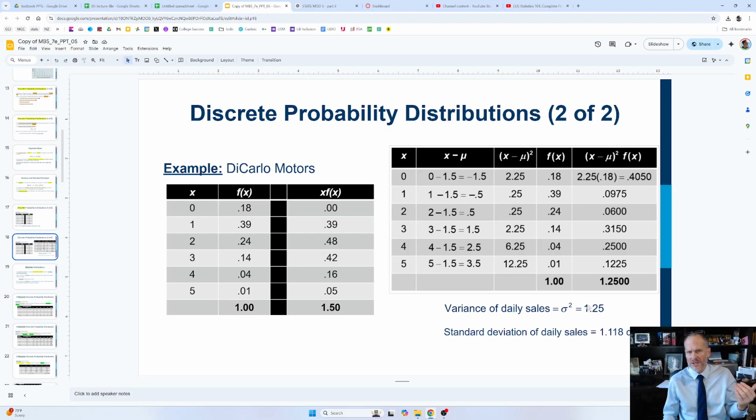Variance is a measure of dispersion, but it's at a scaled level. When we take the square root, it brings it back down to the scale of our data, and the scale of our data is 0 through 5. The standard deviation, the amount we could expect sales to deviate, would be 1.18 cars a day. So our expected value, our mean, is that we're going to sell 1.5 cars a day.